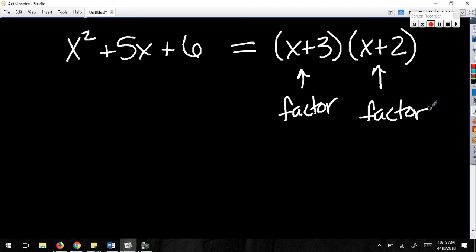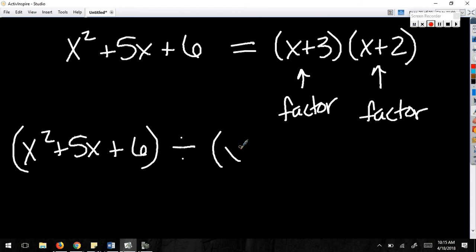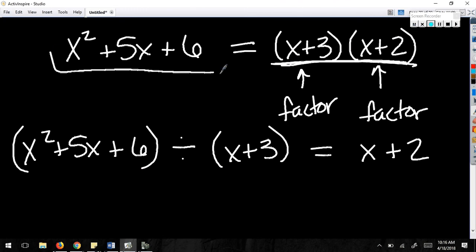Because I could also write this if I took x squared plus 5x plus 6 and divided it by x plus 3, what do you think I would get? I should get x plus 2, right? Because these two factors together give me this. Remember the 6 equals 2 times 3 and how we rewrote it a couple different ways? If you divide by a factor, you should get the other factor.